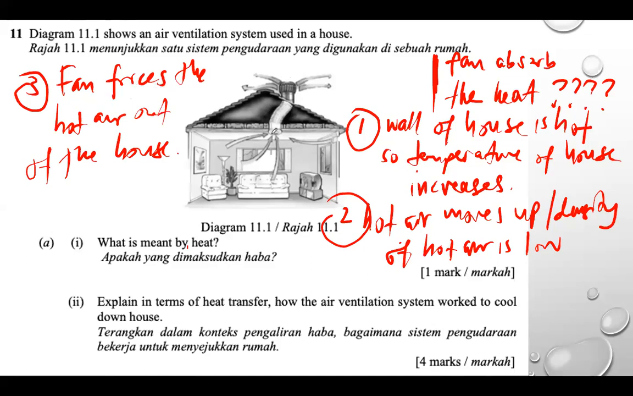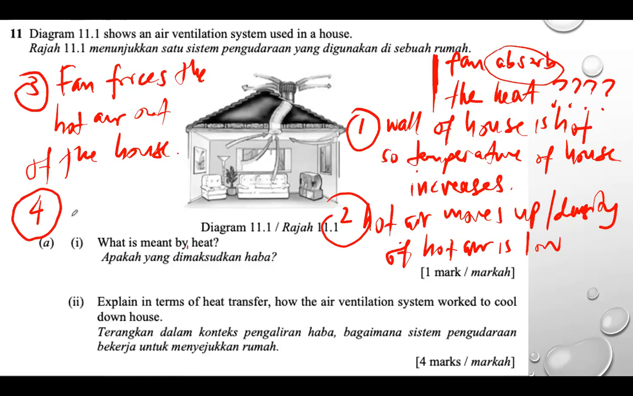If you, I mean, if you think of it technically, actually the fan sucks out the hot air. Dia menyedut keluar the hot air out of the house. That's also a good word. But the word absorb, I cannot lah. Absorb is like sponge. Okay, brains absorb information. They want absorb boleh. The fan absorb the hot air, saya tidak terima.